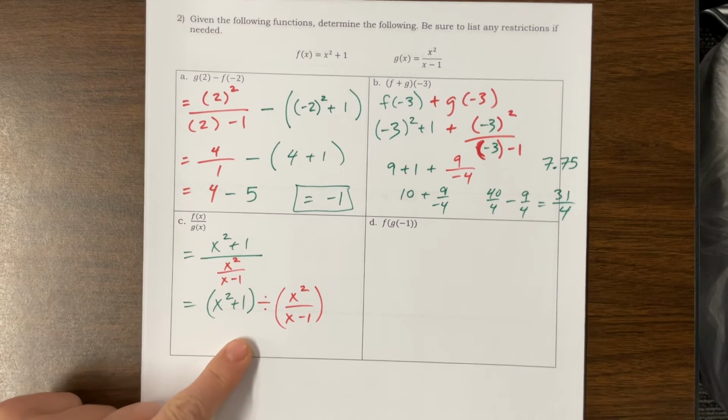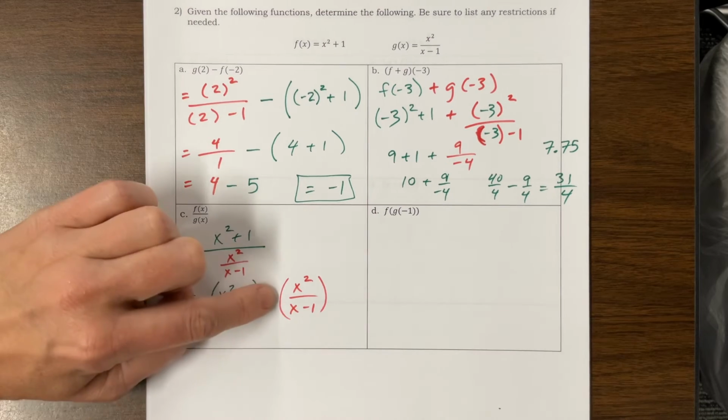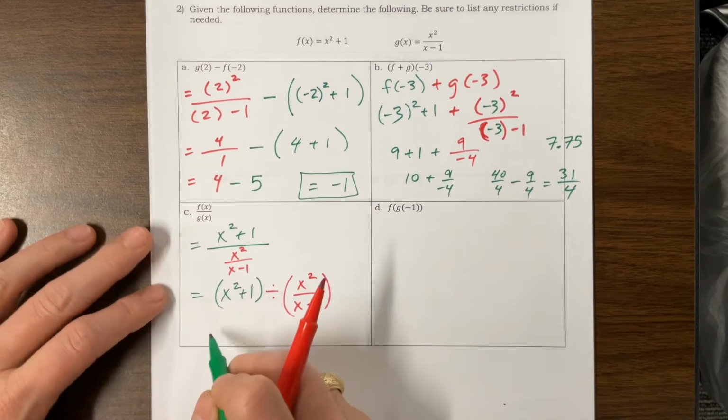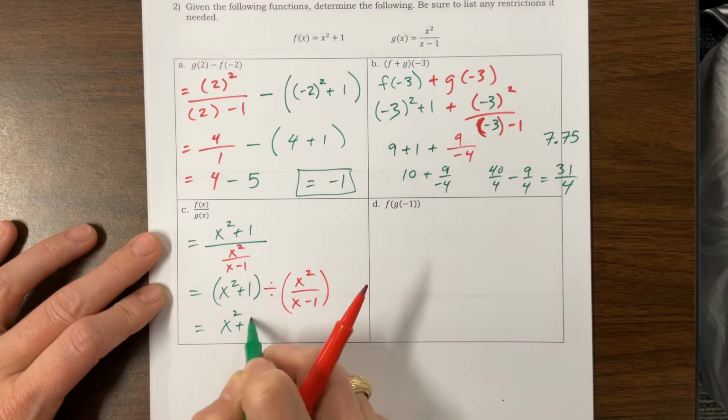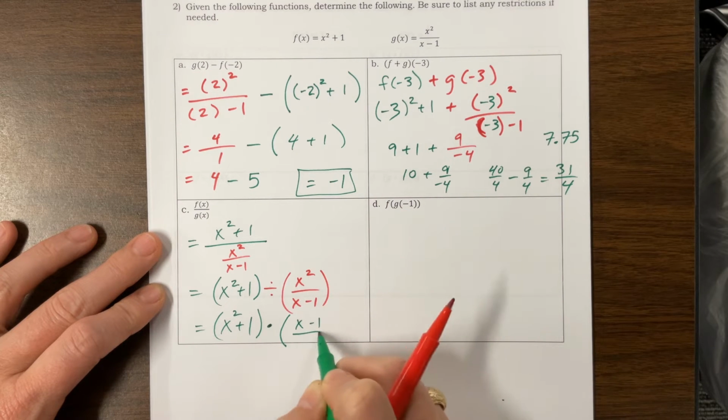Okay, well, how do you divide fractions? Have you heard the expression keep, change, flip? We change this to multiplication, and we flip this over. So I have an x squared plus 1, in parentheses, times, now I have an x minus 1 over x squared.